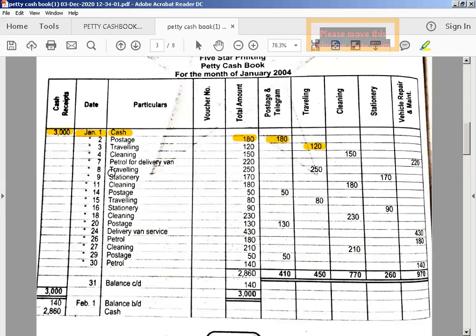Another we have traveling. So traveling is amount 250, and you have to write it down in the traveling column also. So here I have mentioned, clear? Then we have stationery. Stationery I have spent rupees 170. So here also in the total column and then in the stationery column, I proceed over here.